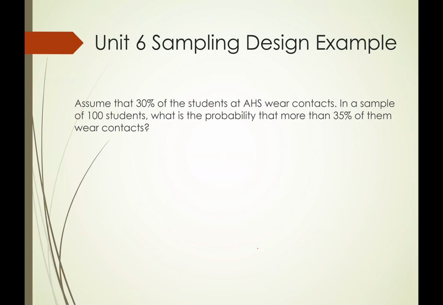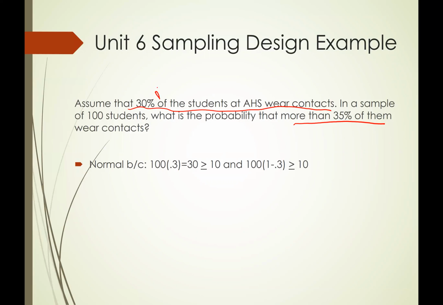Assume that 30% of the students at AHS were contacts. In a random sample of 100 students, what is the probability that more than 35% of them were contacts? So I'm using a sampling distribution, and I'm dealing with proportions. First, I want to make sure that normality applies. So for normality, I check n times p. Remember, p is the population proportion. It says assume 30% of students at AHS were contacts. So this is p. This number over here is p hat.